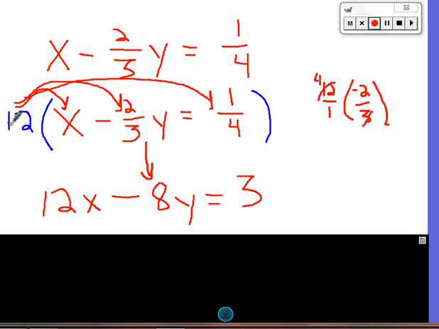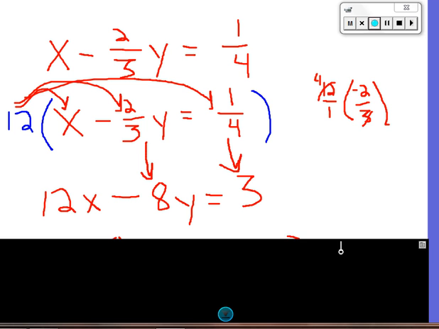Okay, and then we have 12 times 1/4, which is 12 over 1 times 1 over 4, and that cross cancels to 3. So look what happened. We got rid of all of our fractions. So now we're just going to solve this like you showed me how to do on Thursday, where you're just solving for y by subtracting 12x from both sides.